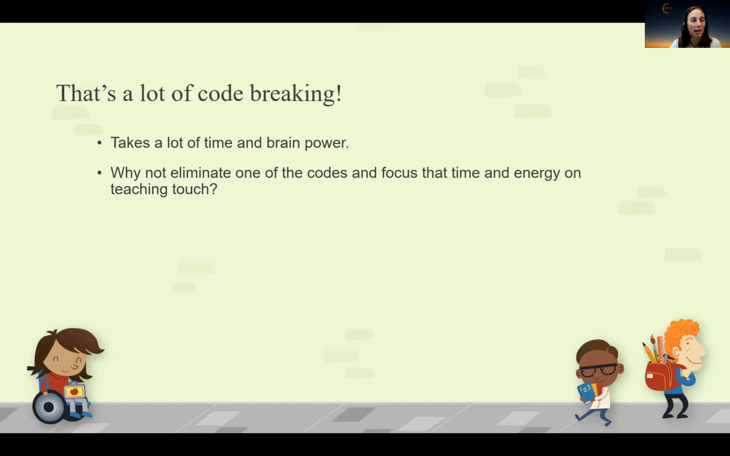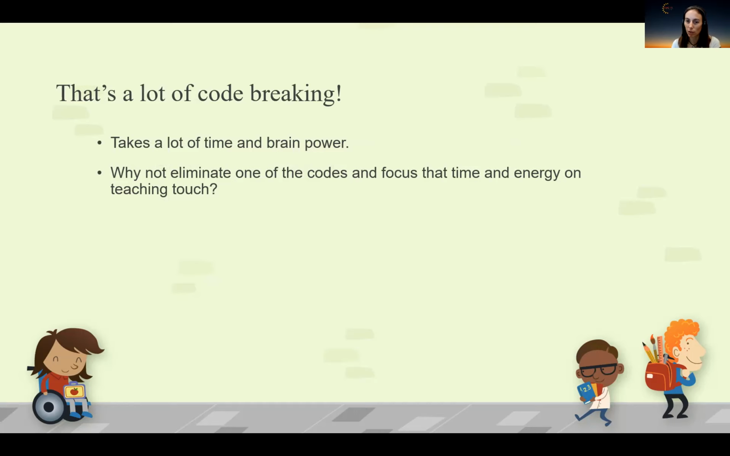So why not eliminate one of those codes and focus the time and the energy on teaching touch? Because like I said yesterday, children with vision don't have to be taught to open their eyes and look around. But children who are reading Braille have to be taught how to use their hands and how to explore their world with their hands. So let's focus more on those things.